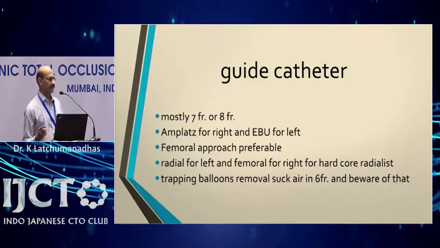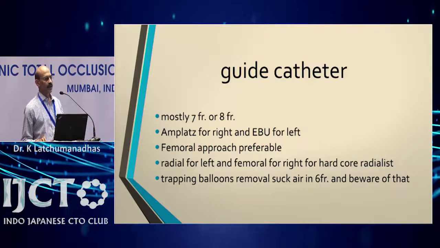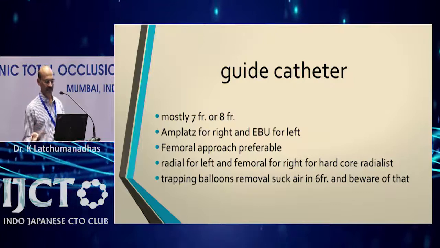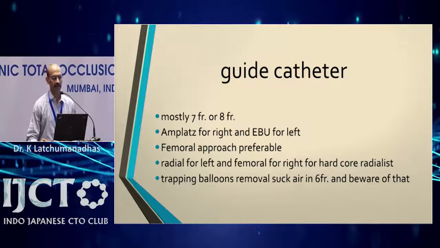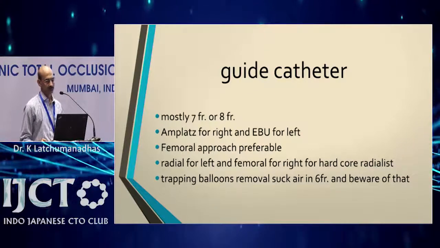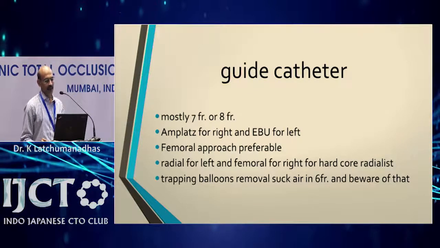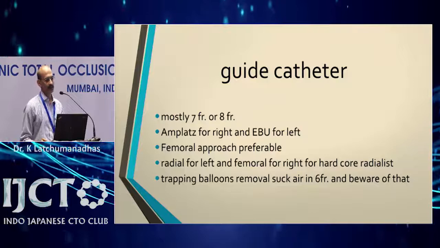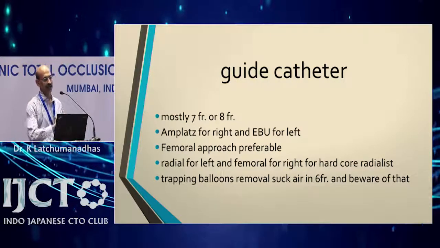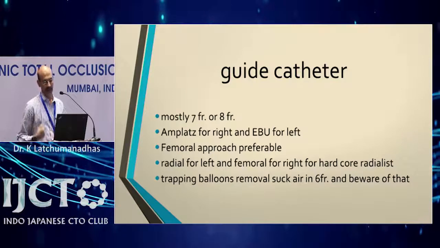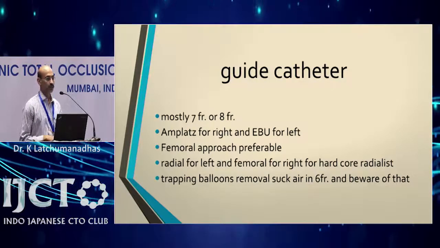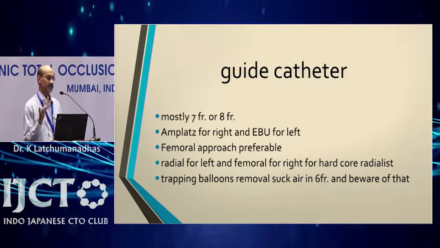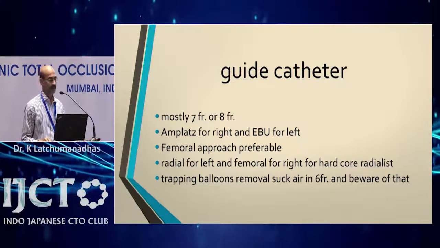And of course, guide catheters, mostly 7 French or 8 French. Amplatz are mostly used for the right and then EBU for the left. A femoral approach is preferable because you can take a larger device to deliver all your devices. And if you have a radialist, then the right radial can be used for the left coronary artery, and you can use the femoral for the right coronary artery. And trapping balloons, you should be careful, particularly when you are using the radial, because if you use a 6 French, it may suck air and it may be a deterrent.